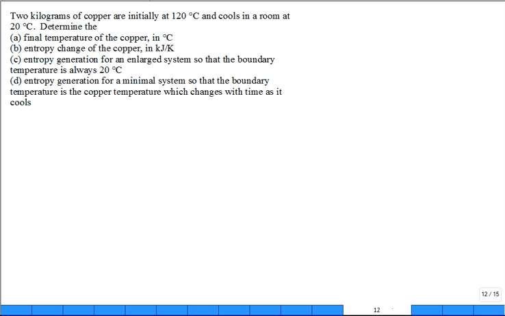2 kilograms of copper are initially at 120 degrees C and cool in a room at 20 degrees C. So here's my chunk of copper. Its initial temperature is 120 degrees C, and there's some cooling until it reaches the room temperature, where the room is at 20 degrees C. Let's put T infinity or something like that. What is the final temperature of the copper after it's cooled?